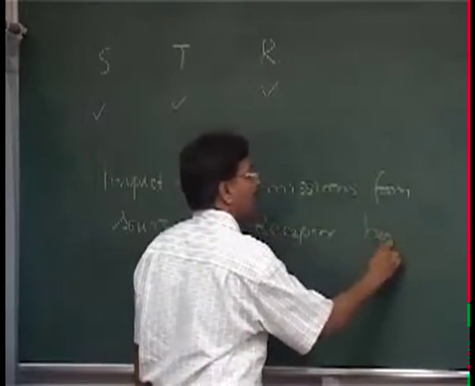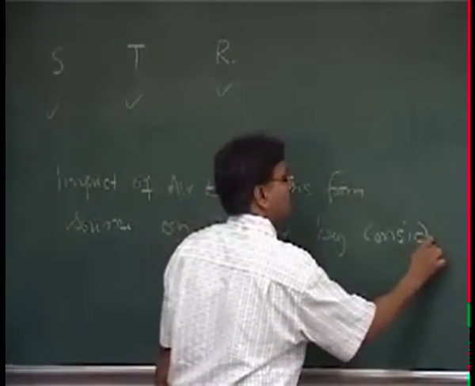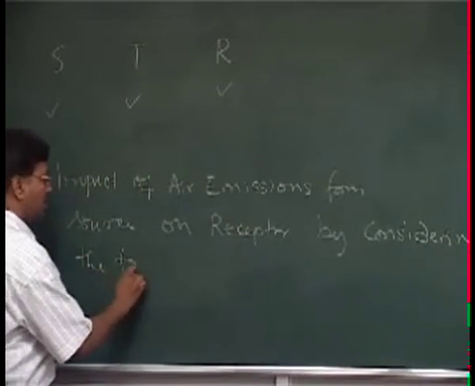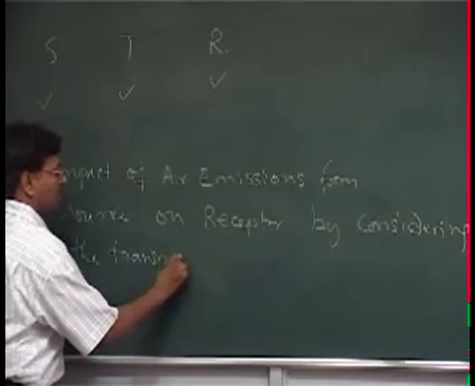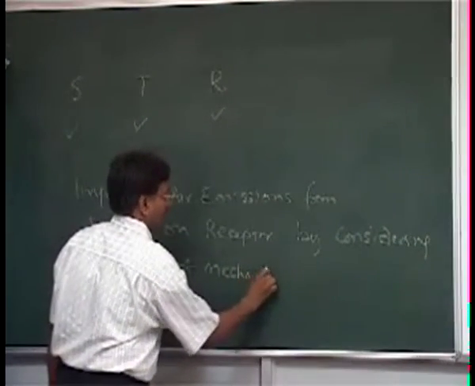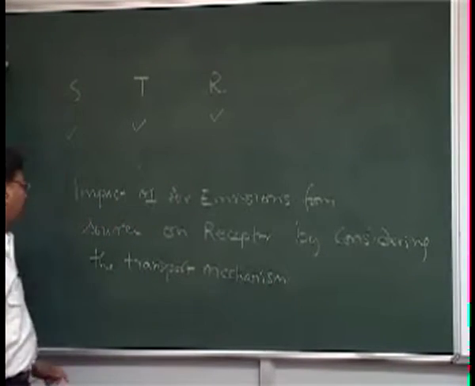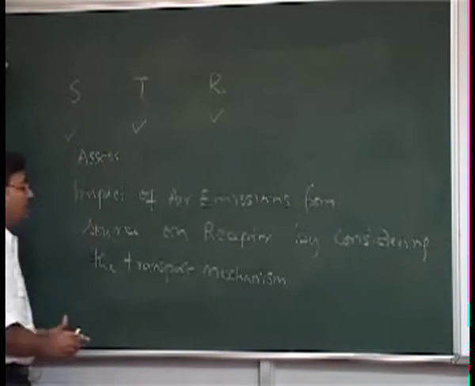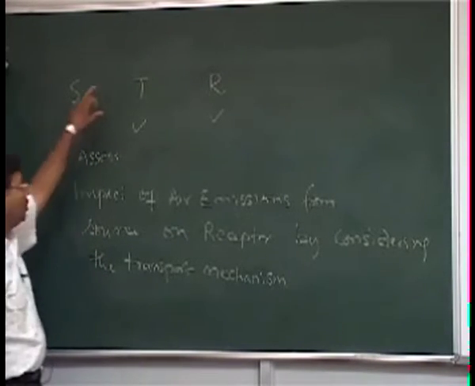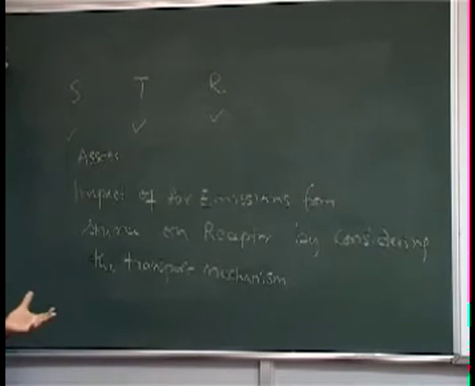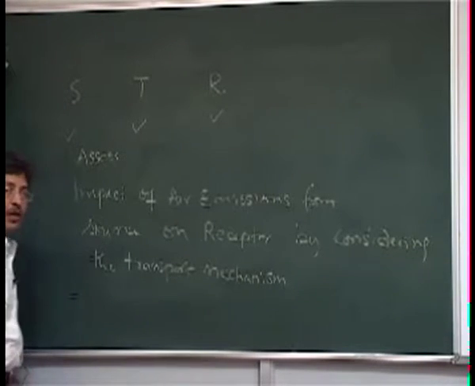by considering the transport mechanism, or we can put a word here, assess. Assess impact of air emission from source on receptor by considering the transport mechanism, which is your atmosphere. Now, this is what we want to do, and finally give a solution.